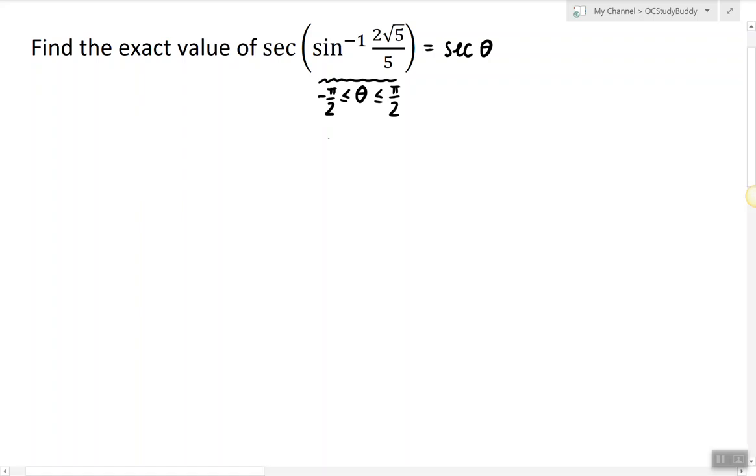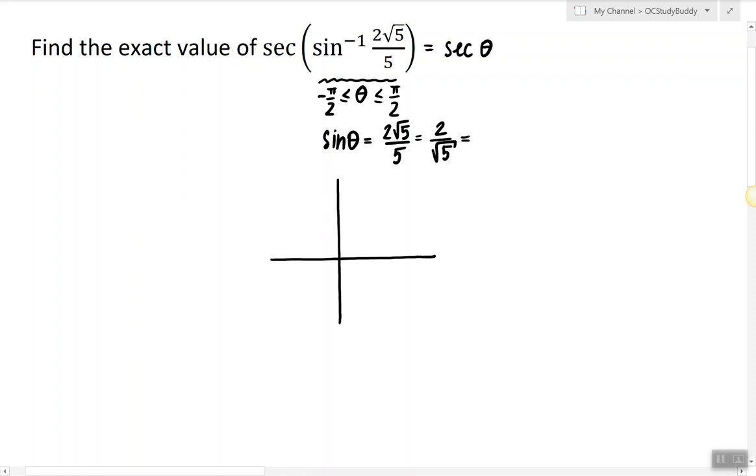One other thing we know about theta is that sine of theta has to be equal to 2 radical 5 over 5, which we can actually rewrite as 2 over radical 5 to simplify the computations. And what does that mean? So we have an angle between negative pi over 2 and pi over 2, whose sine is equal to 2 over radical 5.